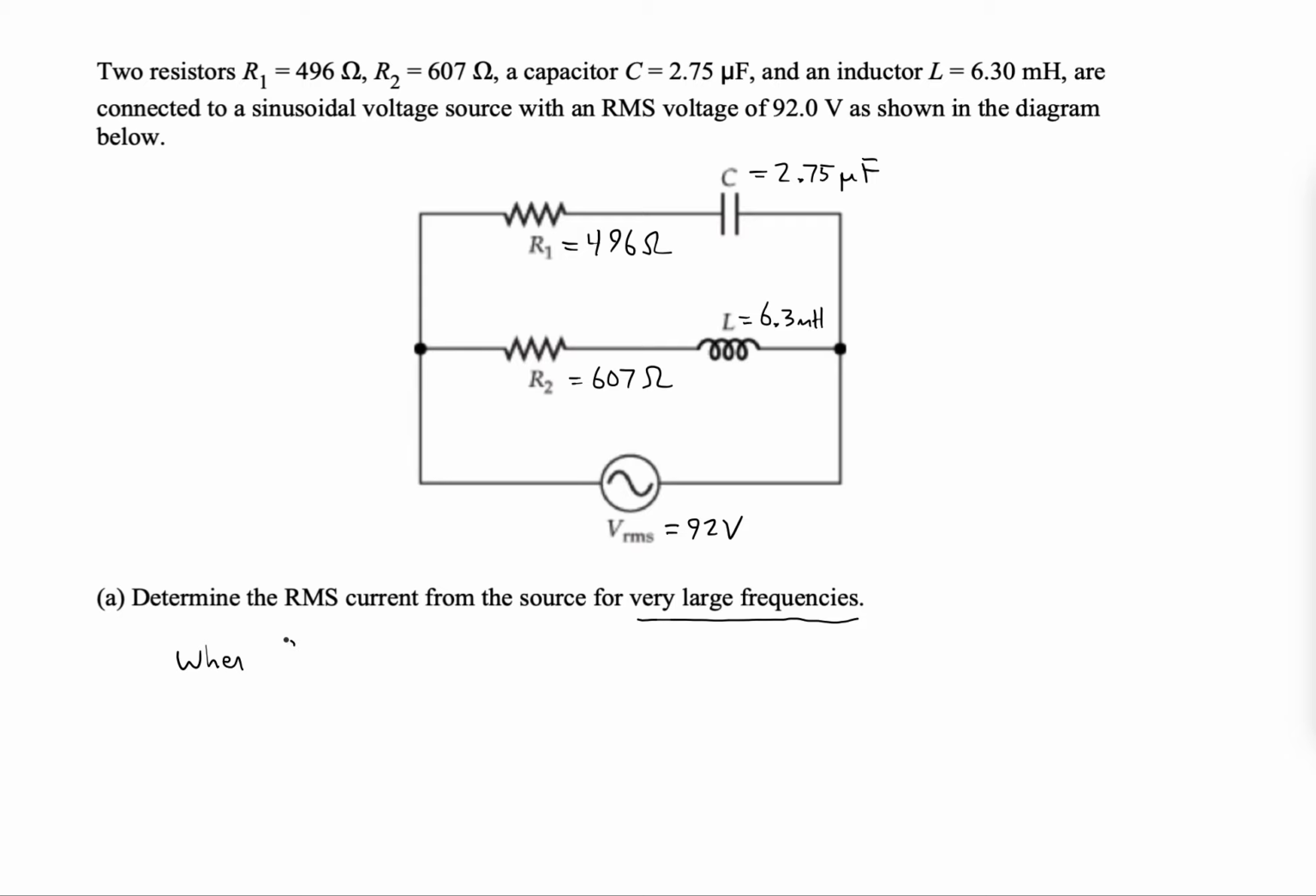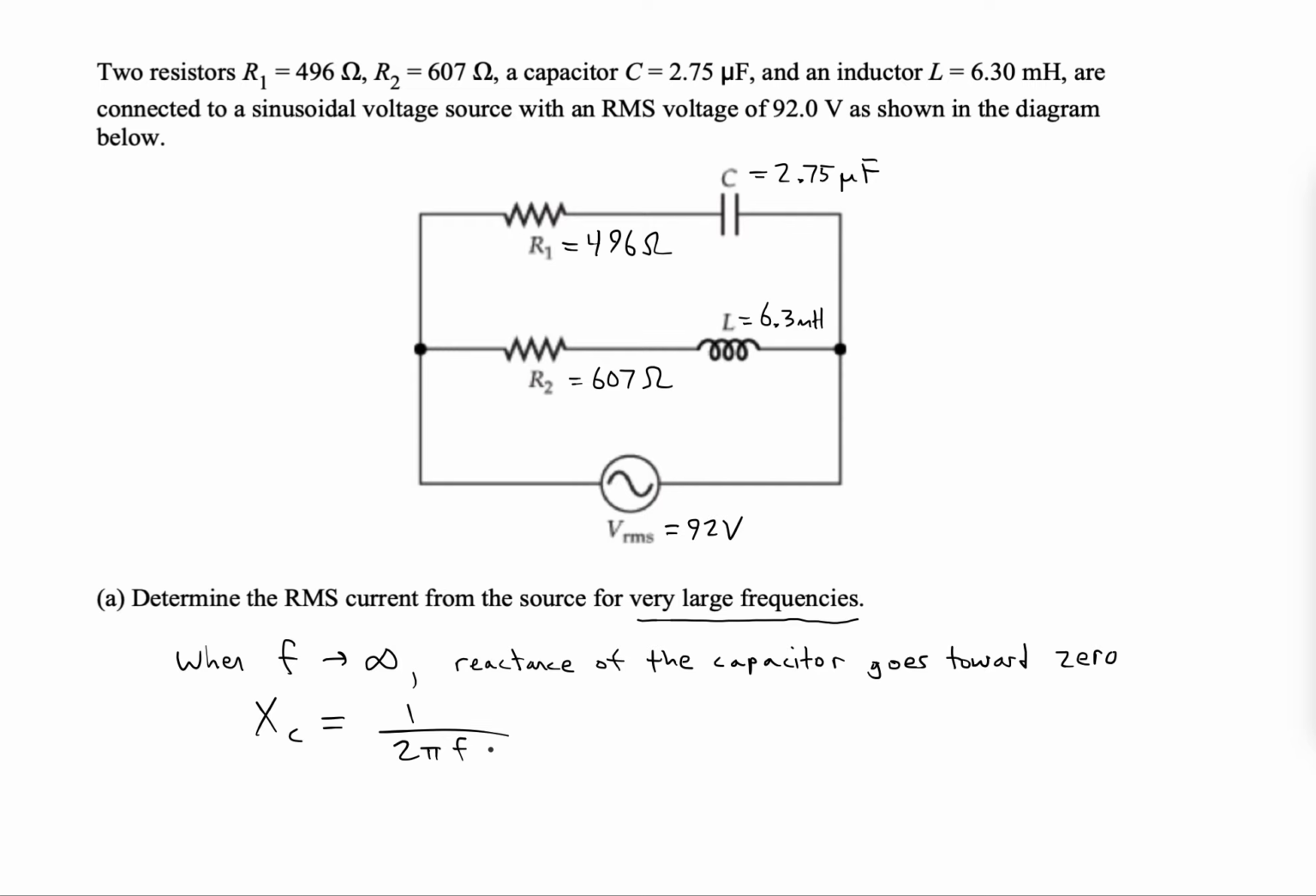When the frequency f goes toward infinity, the reactance of the capacitor goes toward 0. That's something we had looked at before when it came to capacitors. There's a formula that tells that. The capacitive reactance is Xc = 1 over 2 pi f C. So clearly, if the frequency were to become infinity, you'd be dividing by infinity, and then Xc would go towards 0.